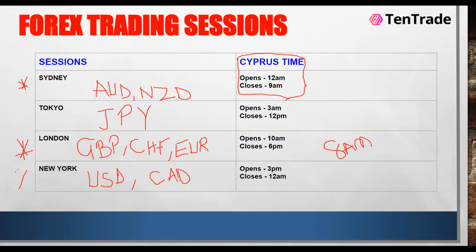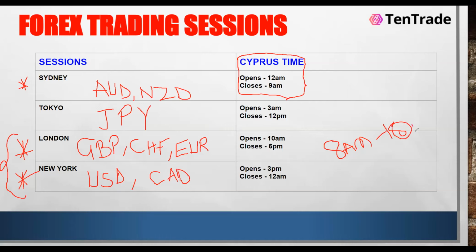Now, when you look at this, you find that the London session and the New York session are usually the most active, because more currencies are active in these sessions. It also helps for people in Nigeria, because the timing is just right. You can look for trading opportunities between 8 a.m. and maybe 8 or 10 p.m.